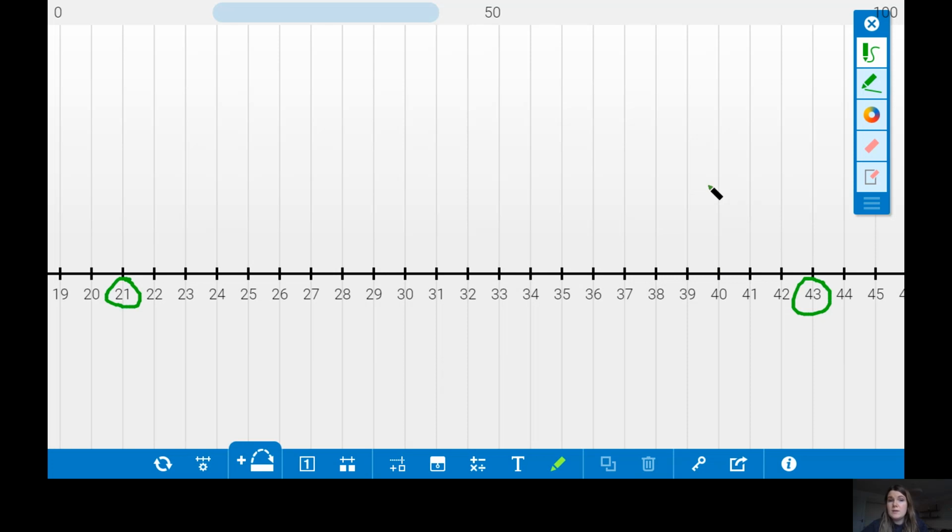43. Why do you think 43 is the furthest number along? Because it's the furthest going on the right on the number line. Absolutely right. So we think 43 is the furthest along. So what is the greatest number then? The greatest number is 43. Why is that the greatest number? Because it's the furthest along the number line.